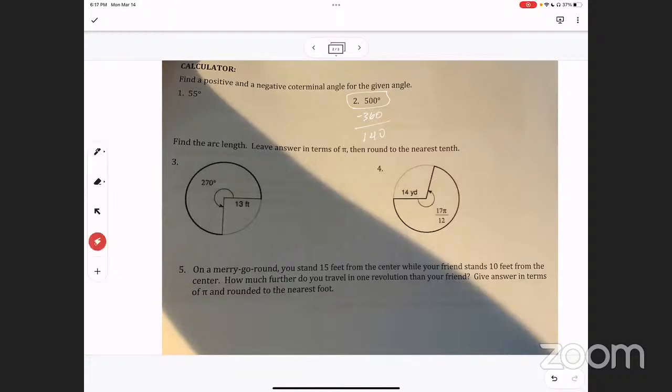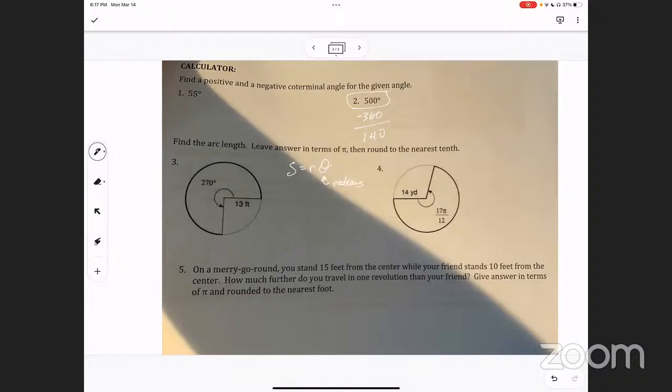Easy. All right. Find the arc length. Remember the formula for arc length? S equals R theta. Good. And theta has to be in? Radians. Perfect.